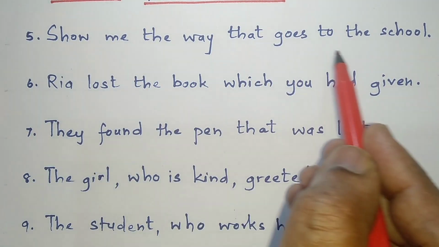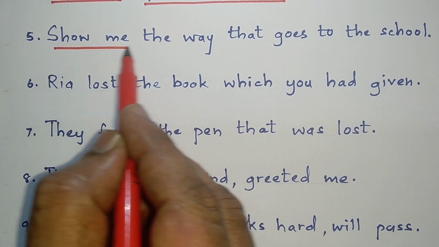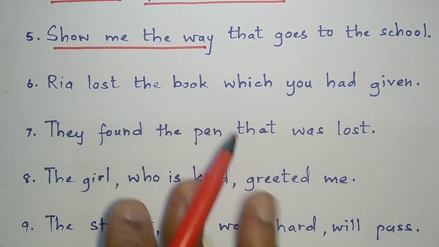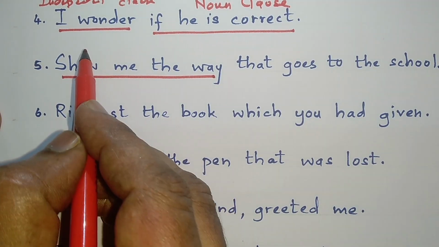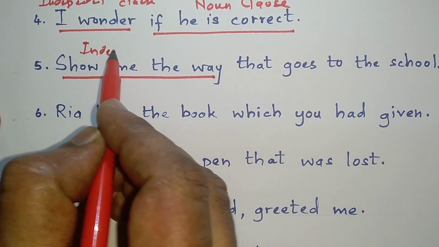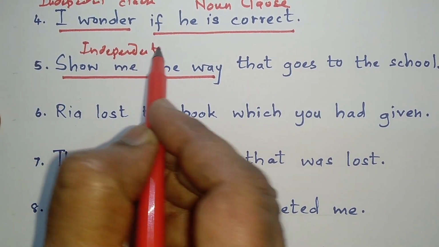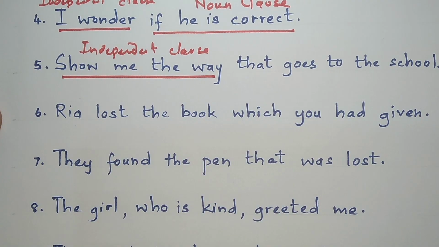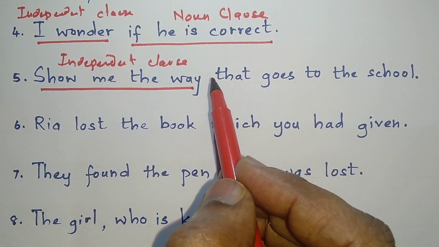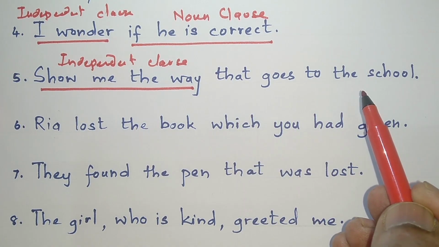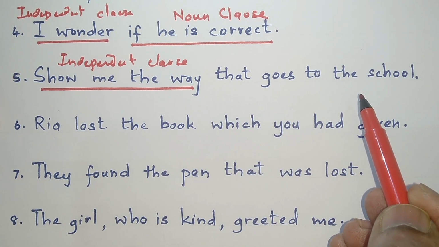Show me the way that goes to the school. Show me the way is a clause and it makes complete sense on its own. So therefore it is an independent clause. Show what? That goes to the school. Is the dependent clause the answer? No, the dependent clause is not the answer.